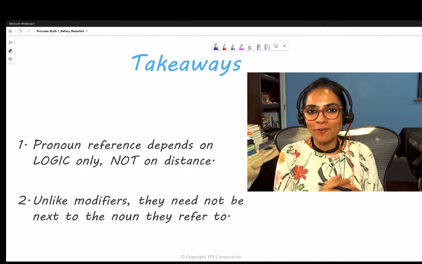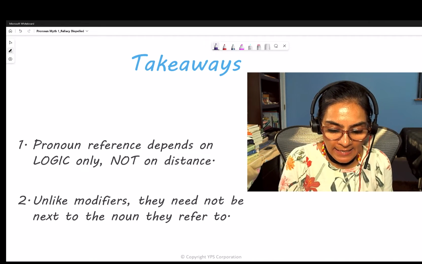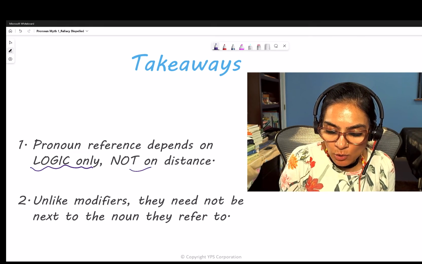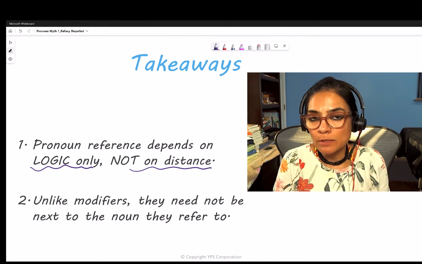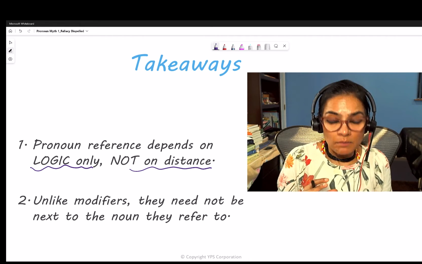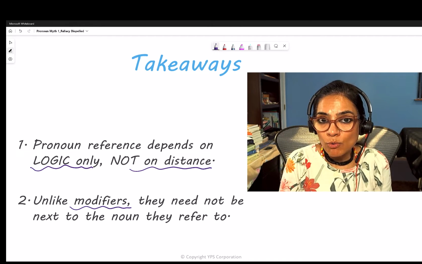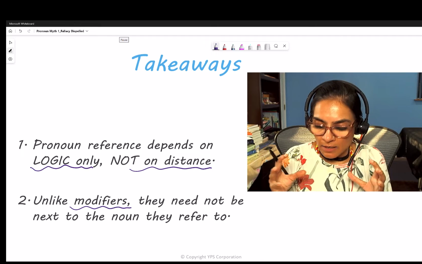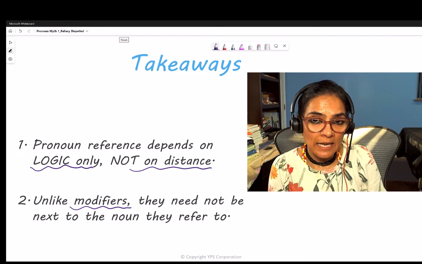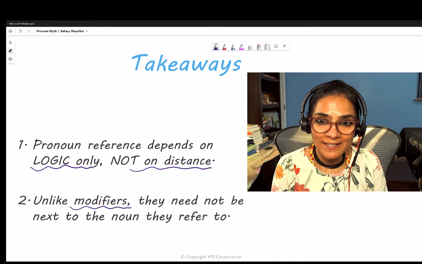It's now time for the takeaways. So yes, the most important takeaway here is that it is not the distance but the logic that always defines the pronoun reference in the sentence. And the proximity rule only applies to noun modifiers. A pronoun can be placed anywhere in the sentence according to the context and the logic of the sentence.